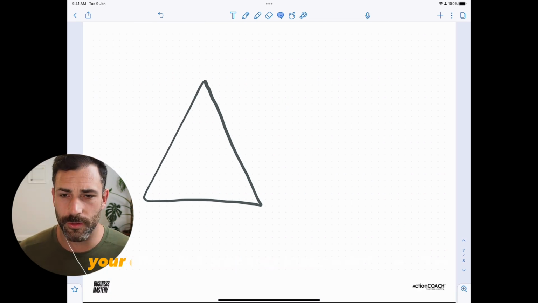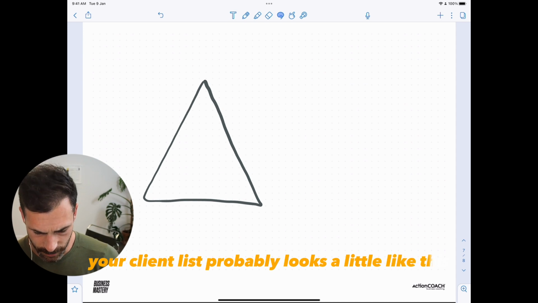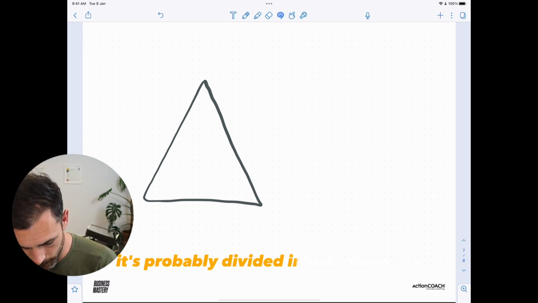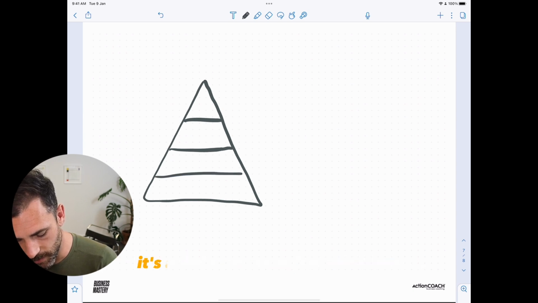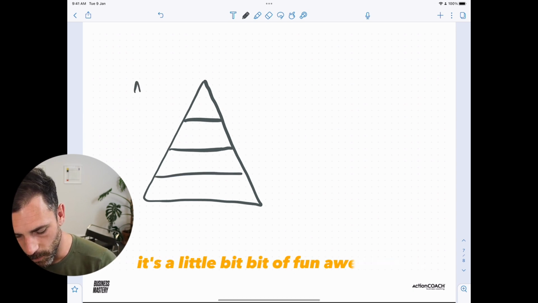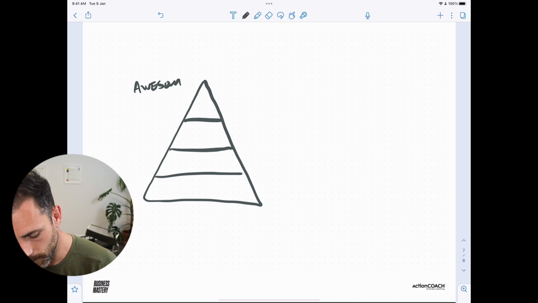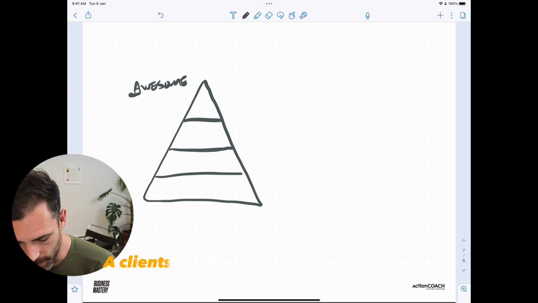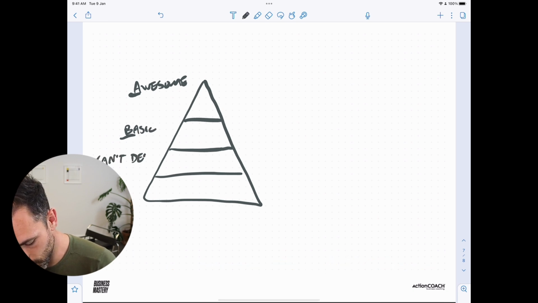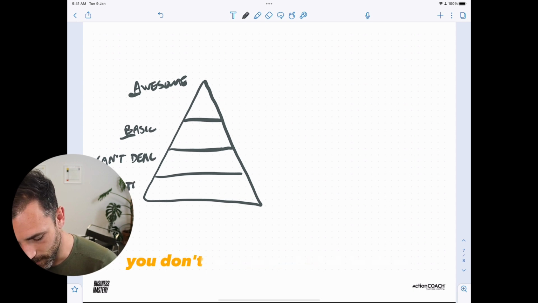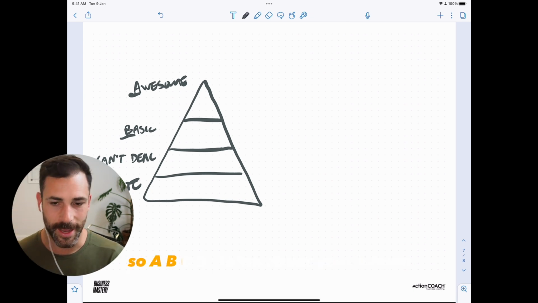At the moment, your client list probably looks a little like this. It's probably divided into 4 categories, and this is a simple way to remember it. It's a little bit of fun. Awesome: A clients. B clients: basic. C: can't deal with. And D: delete. You don't even want to talk to them. So A, B, C, D.